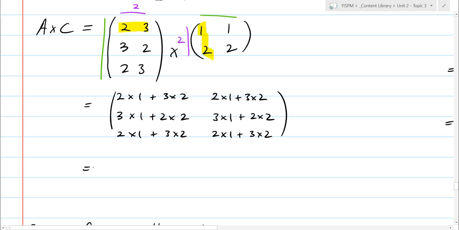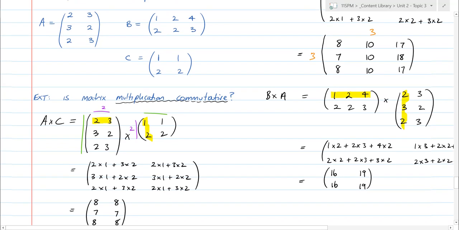Overall, A times C is 8. I'm struggling with this arithmetic. This should be the same on both sides. That's 7, 7, 8, 8. There's my result matrix. But I can't go the other way because the dimensions will be out and I'll have a disconnect. So is there no solution for C times A? C times A, no solution. Can't be multiplied. Could you do C times B? You could do C times B, but no B times C.